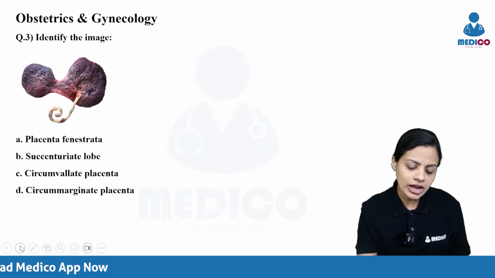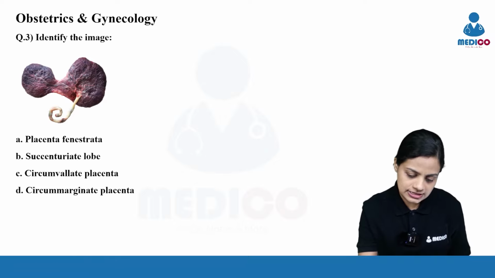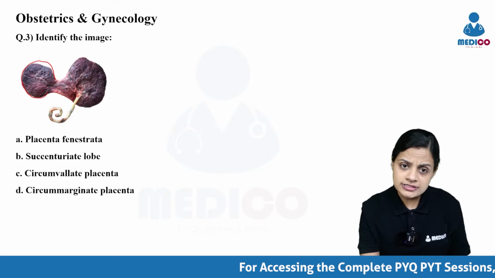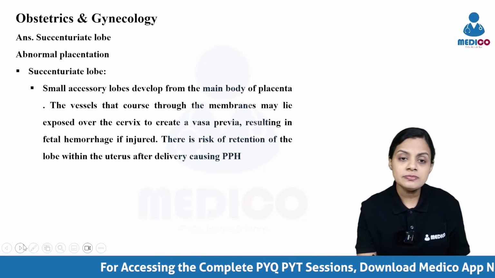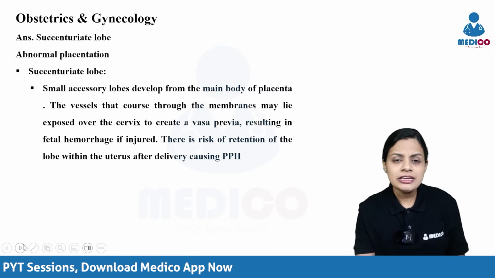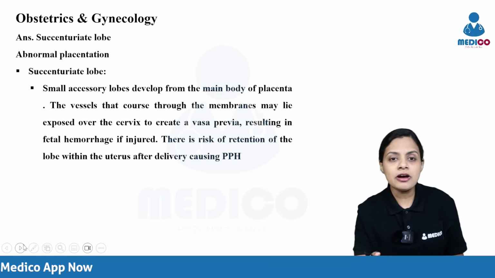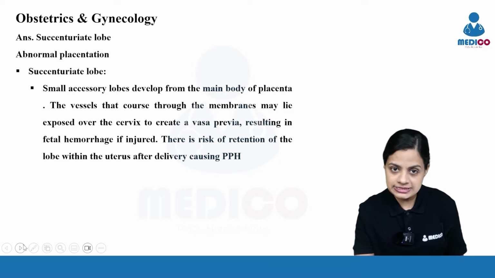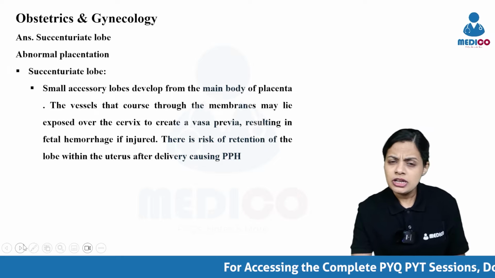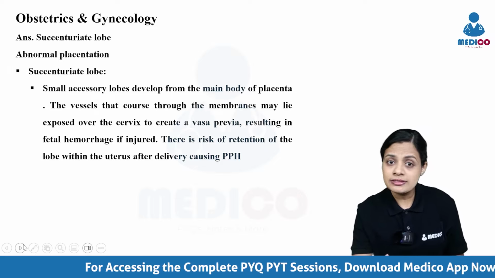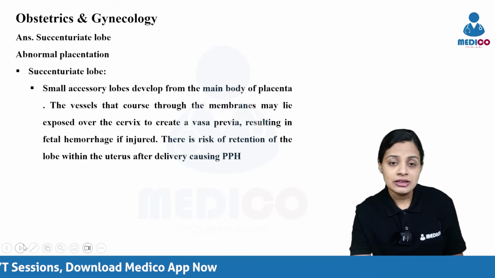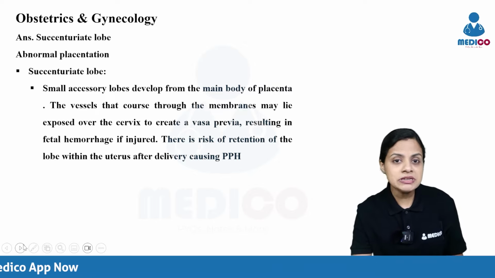See here, what do you have? You've got one placenta and a smaller placenta that is linked to it. This is what is called a succenturiate lobe or placenta succenturiata. In placenta succenturiata, apart from the original lobe of the placenta, there is a smaller lobe attached to it. In most cases, you will be able to make this out during antenatal ultrasound examinations, but sometimes it may be missed.